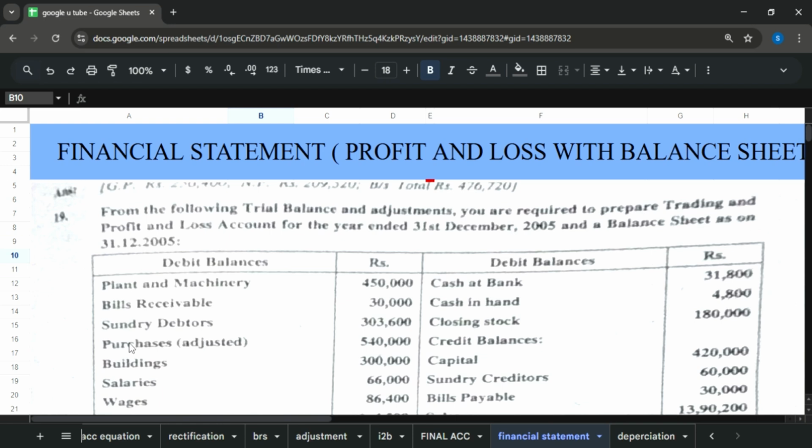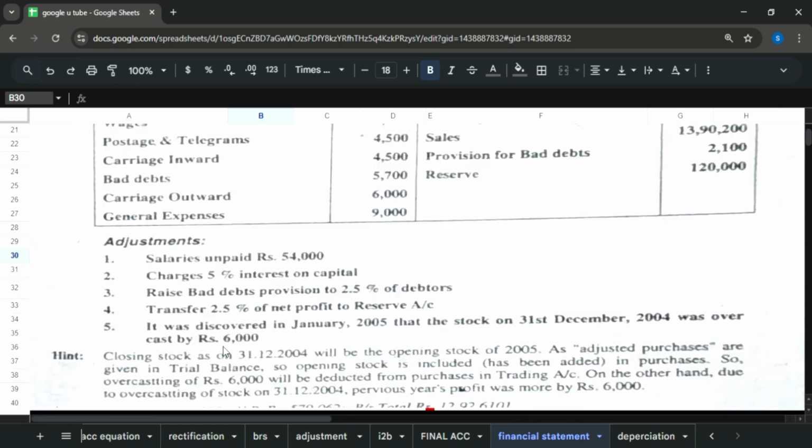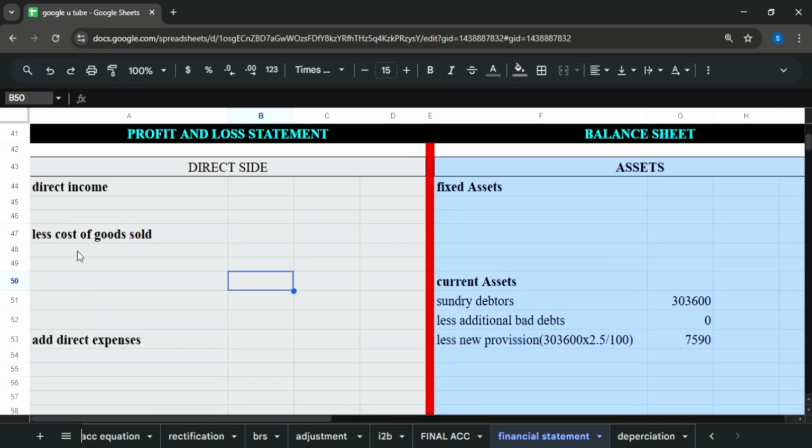Look at here, adjusted purchases are already present, opening stock was not present. Adjusted means opening stock is already included in purchases. When there is overcast, it means the amount was written more than the standard, so you will have to decrease it. Now you will go to cost of goods sold.